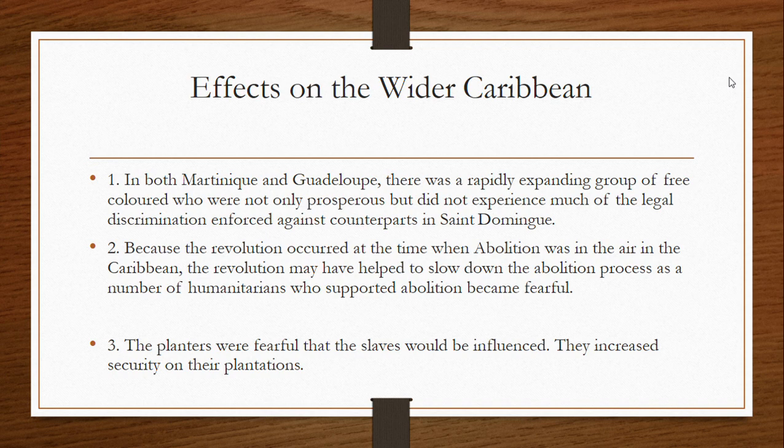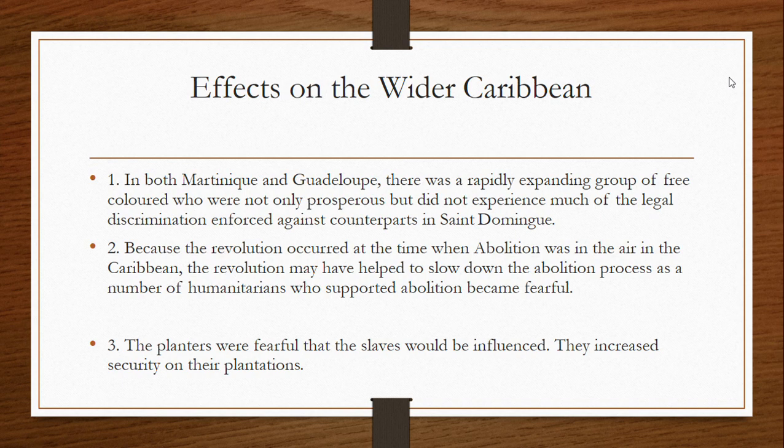Now, a lot of free coloreds moved to Martinique and Guadeloupe. They were trying to escape Haiti and the revolution and the aftermath of Haiti. And when they went to these countries, they found that they were not discriminated against and they prospered. And so not only did the free coloreds find somewhere else to go and prosper, they would have helped to build the economy and the society in these two countries and other countries that they would have run to.